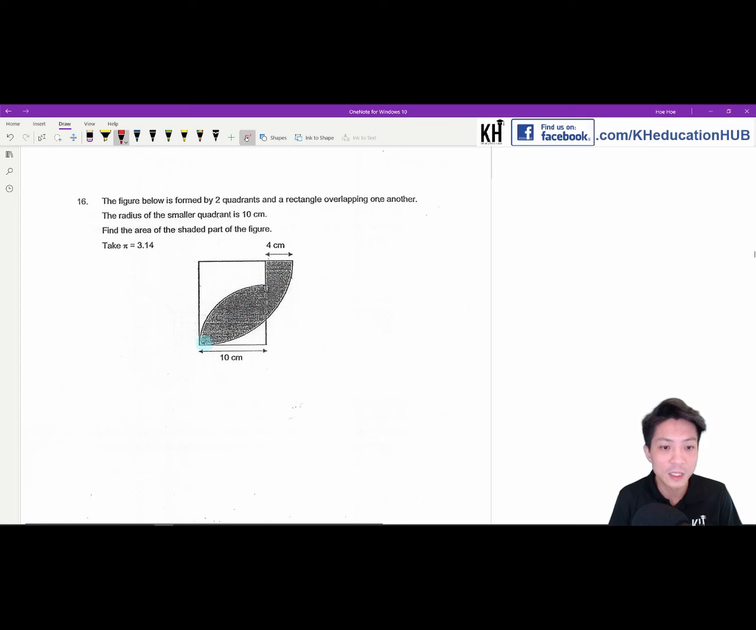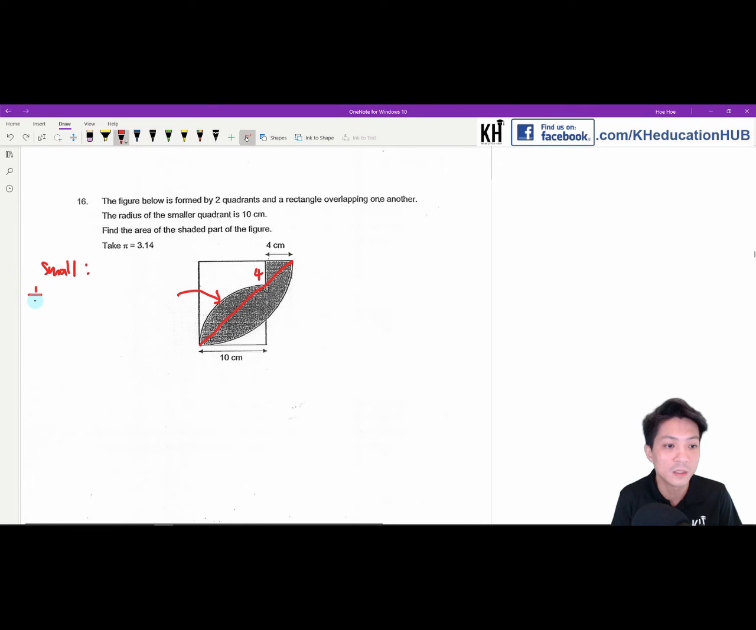So first I'm gonna draw a line from here to here to here. Okay, this is a straight line. So I am going to find the shaded area of the small quadrant first. Okay, this is the small shaded part. To find this, I need to find a quarter circle first.